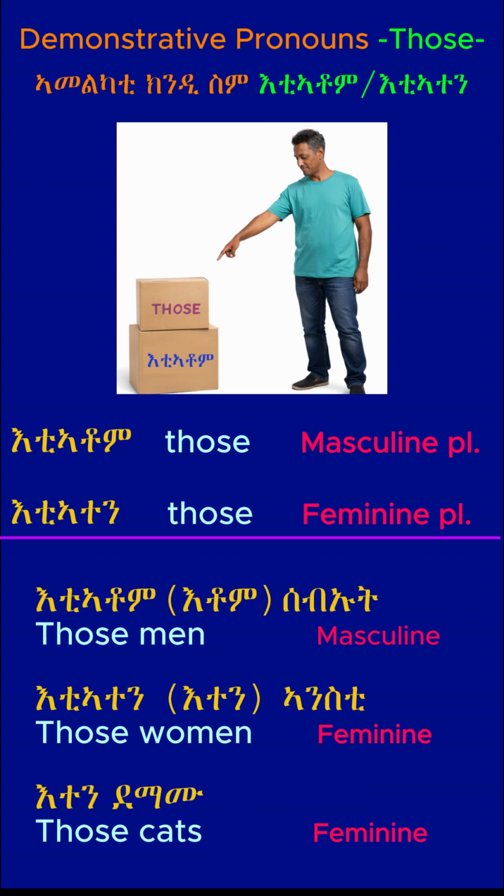Demonstrative pronouns, those. ኣመልካቲ ክንድ ስም እቲኣቶም እቲኣተን እቲኣቶም Those, masculine plural. እቲኣተን Those, feminine plural. እቶም ሰብኡት Those men masculine. እተን ኣንስቲ Those women, feminine. እተን ደማሙ Those cats, feminine.